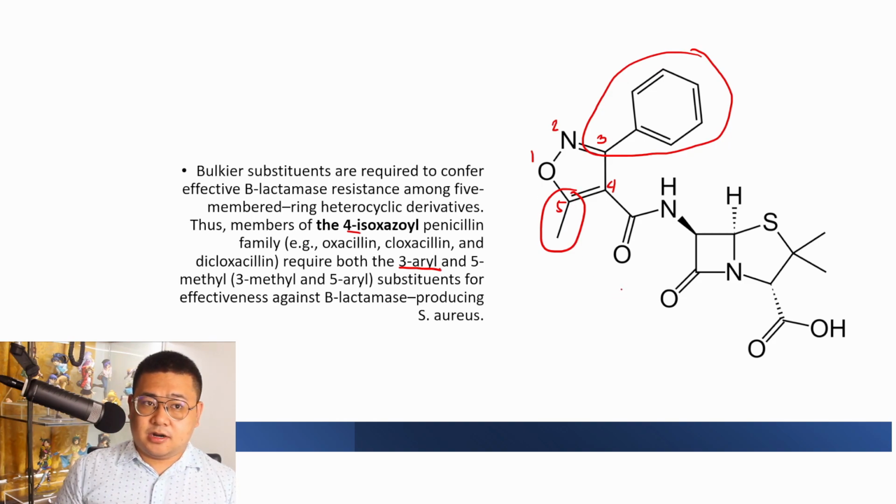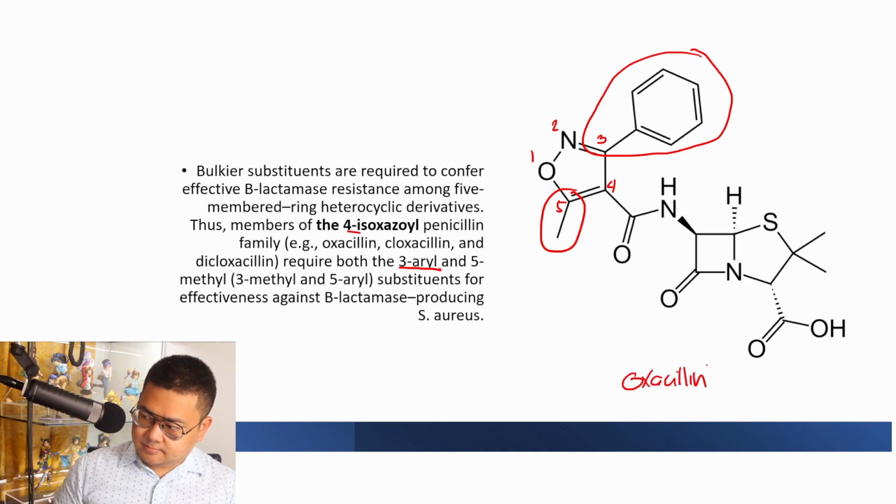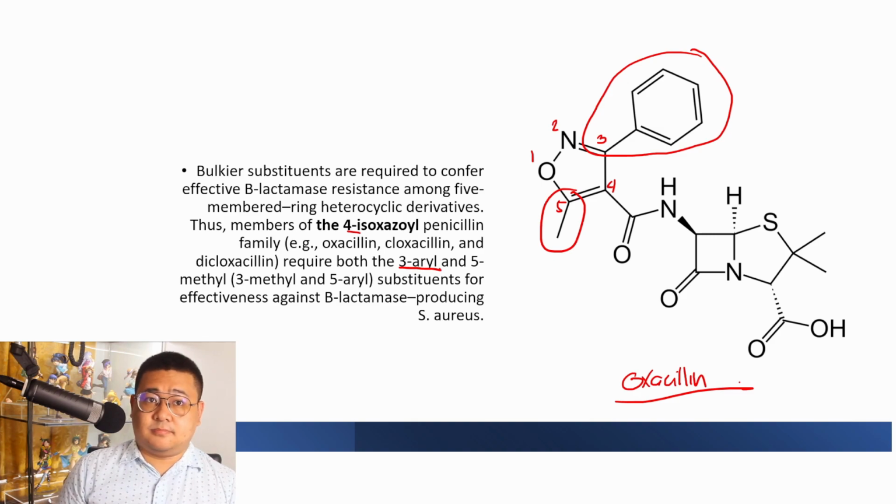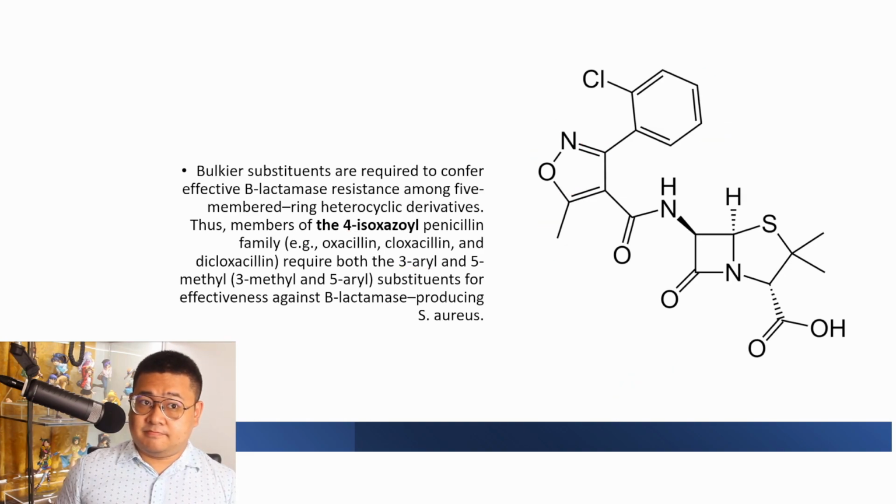So this is your oxacillin. The next structure is similar in nature. It's literally the same as oxacillin. However, the only difference is there is a chlorine atom at the phenyl substituent, or the aryl substituent. So this is your cloxacillin.